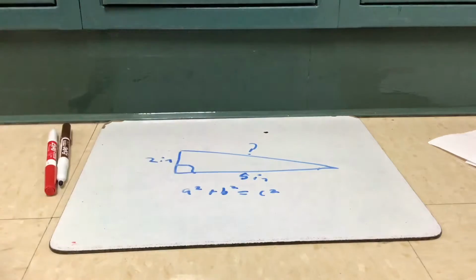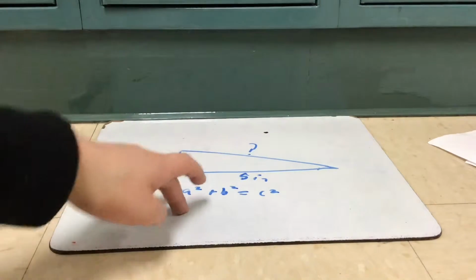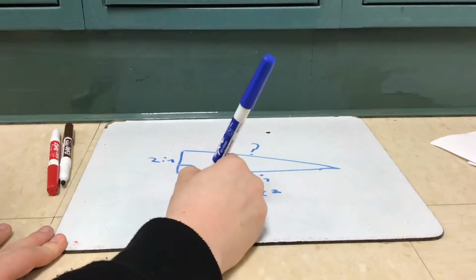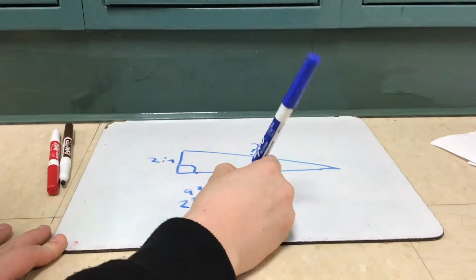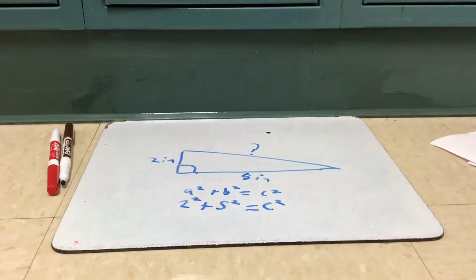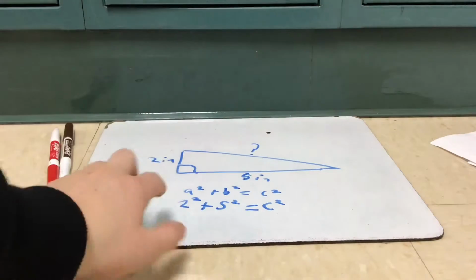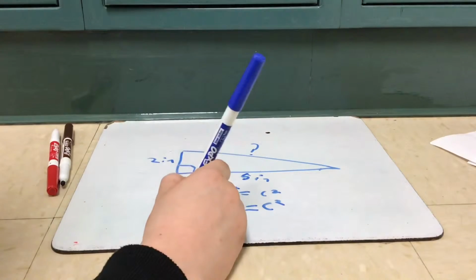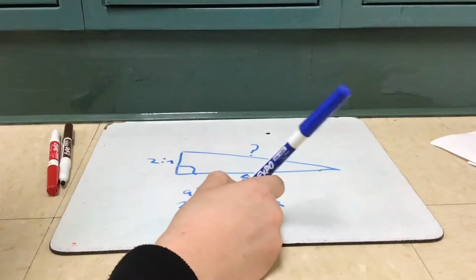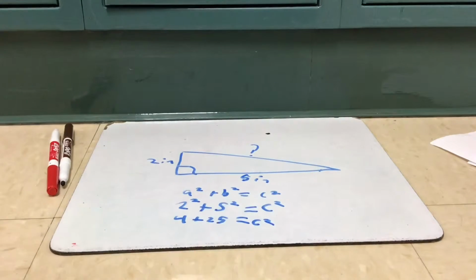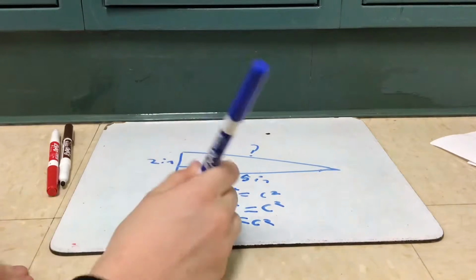These are both of the legs, so we could have them anywhere. We could do 5 squared plus 2 squared, or 2 squared plus 5 squared. I'm just going to do 2 squared plus 5 squared equals c squared. Now we have to square these because they are exponents, which come next in PEMDAS. So it's 4 plus 25 equals c squared. And then we add them together and we get 29 squared.